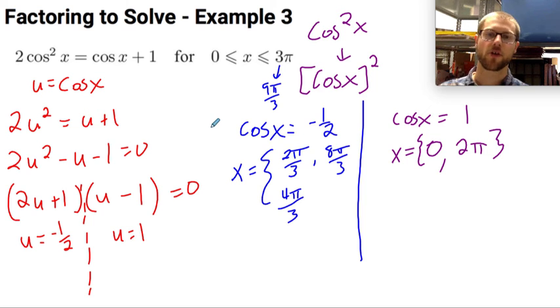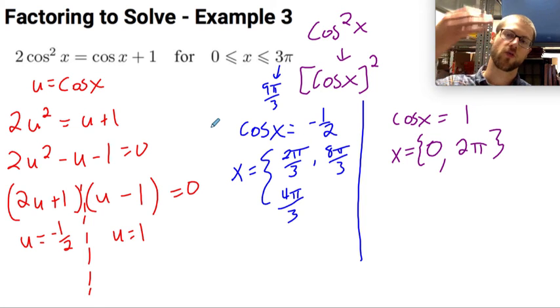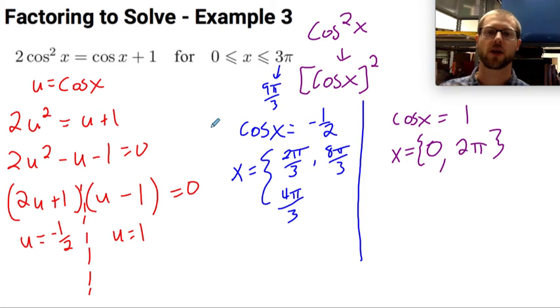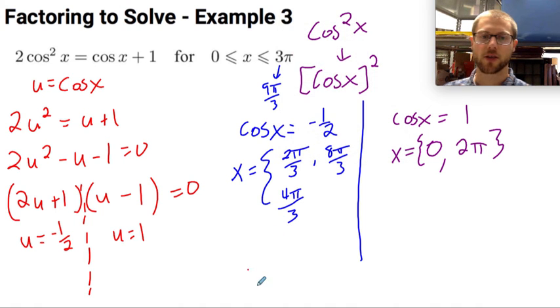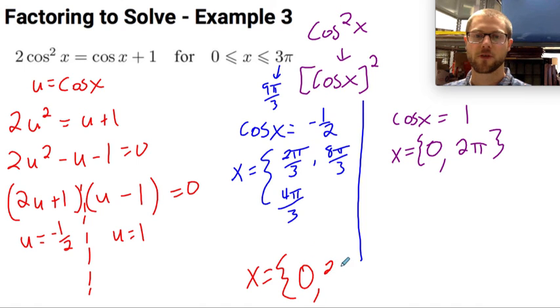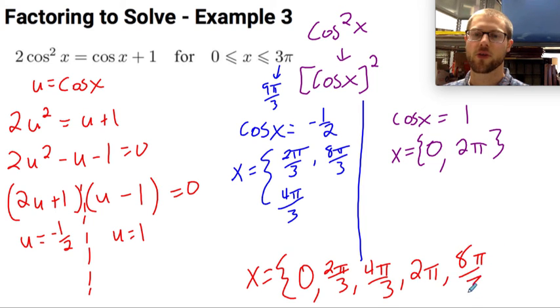So let's put it all together, and now let's package all of my solutions from the first equation and from the second equation. And I'll do that right below here. So x can equal all of these things: 0, 2 pi over 3, 4 pi over 3, 2 pi, and 8 pi over 3.